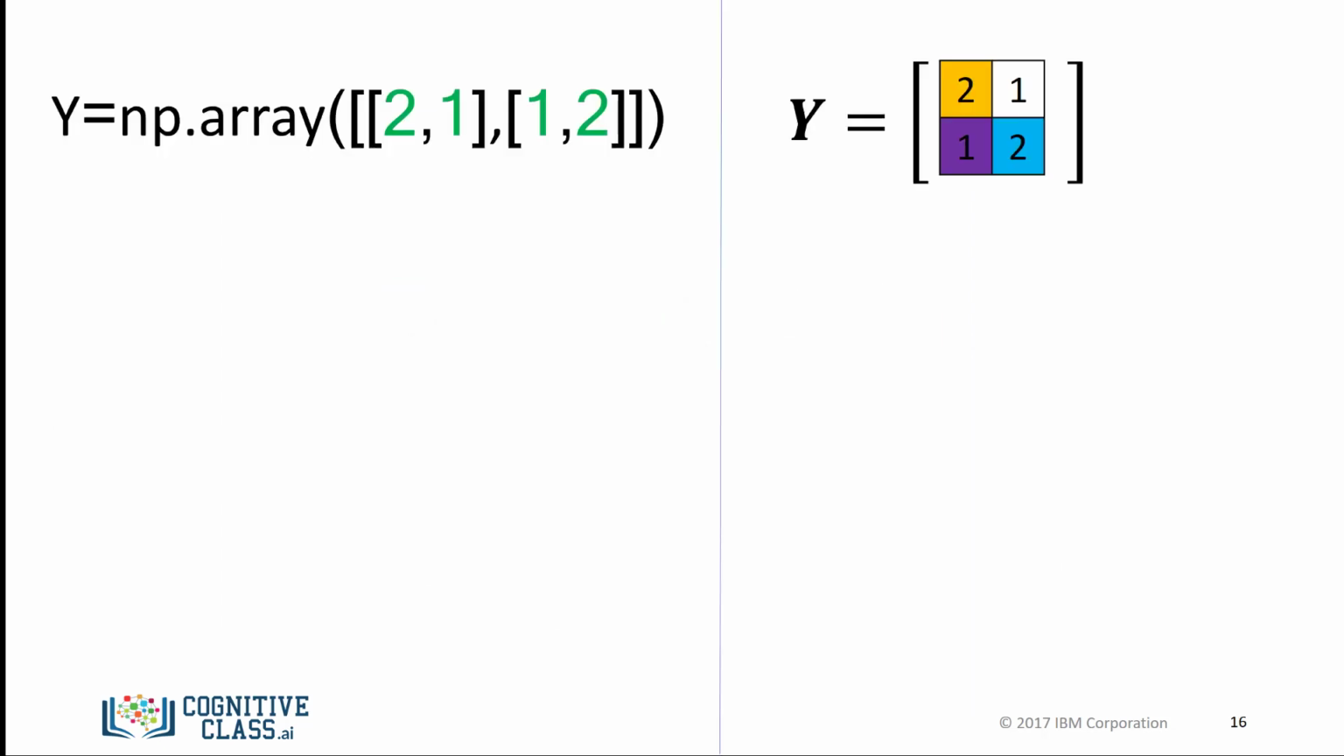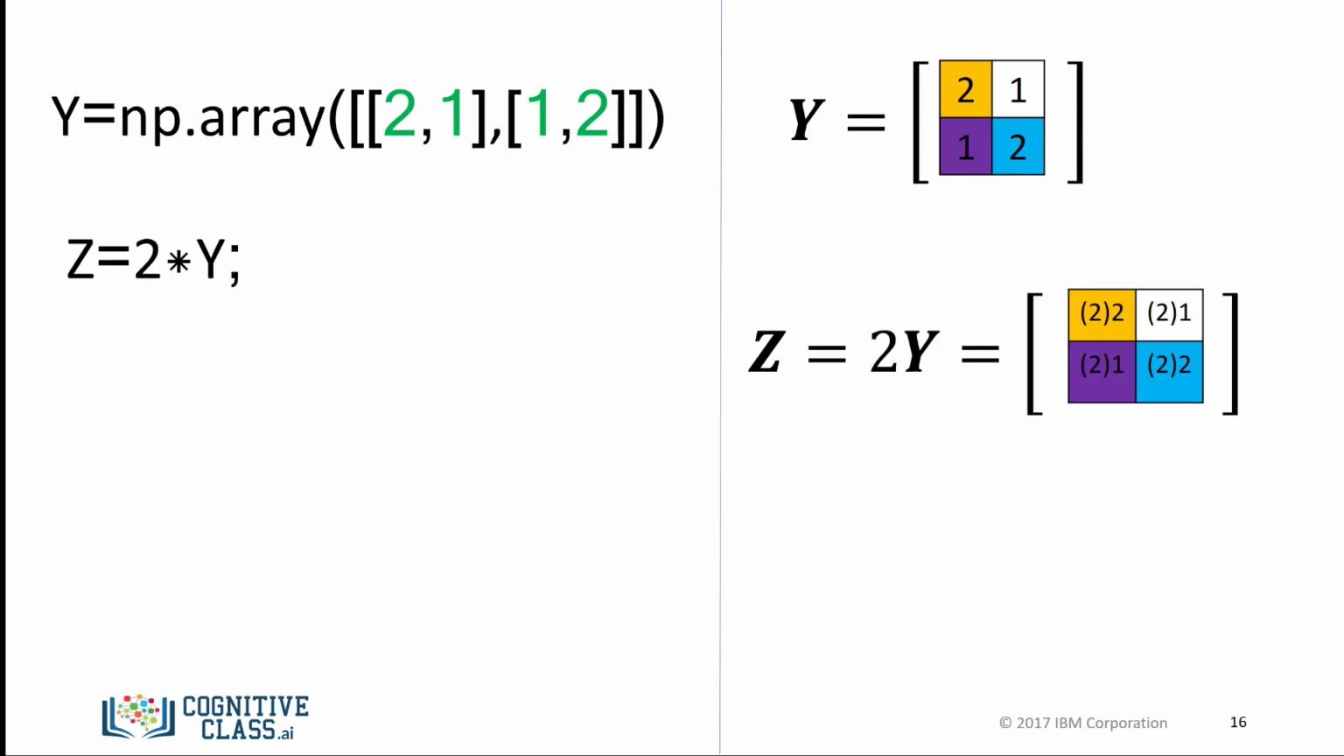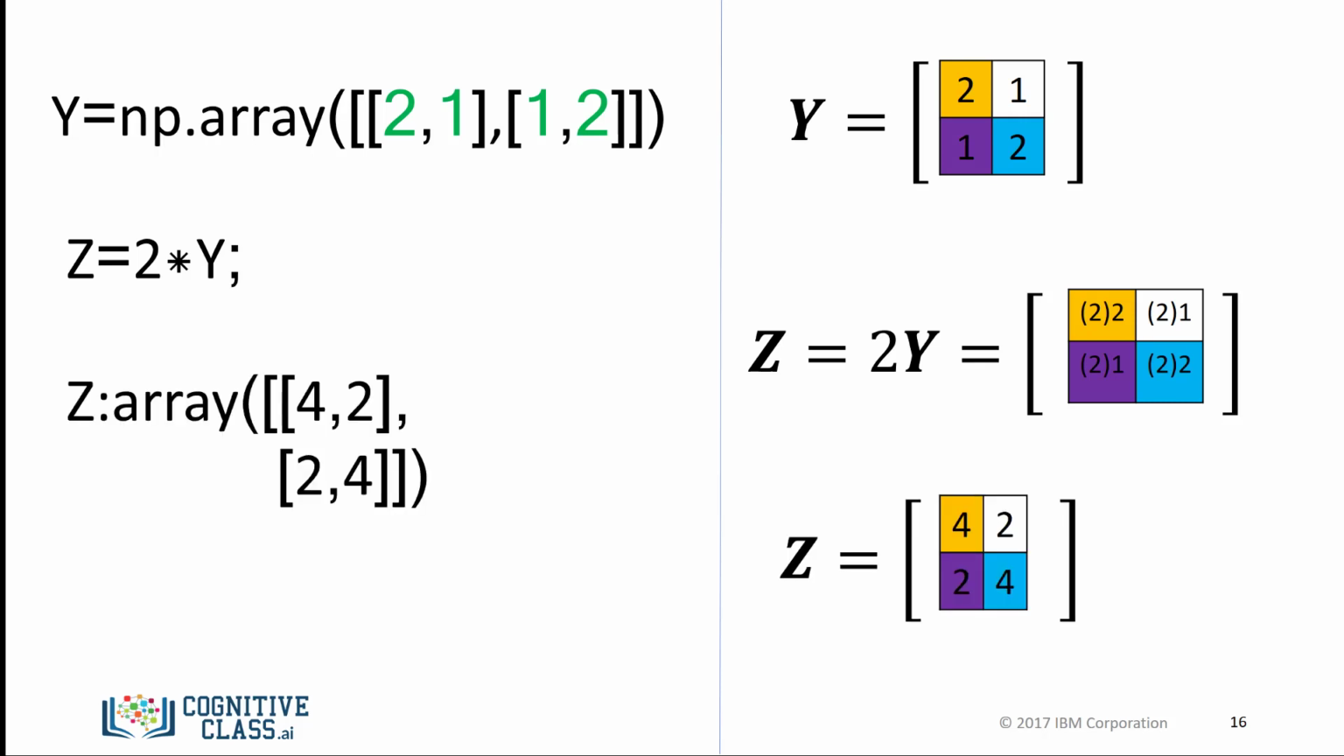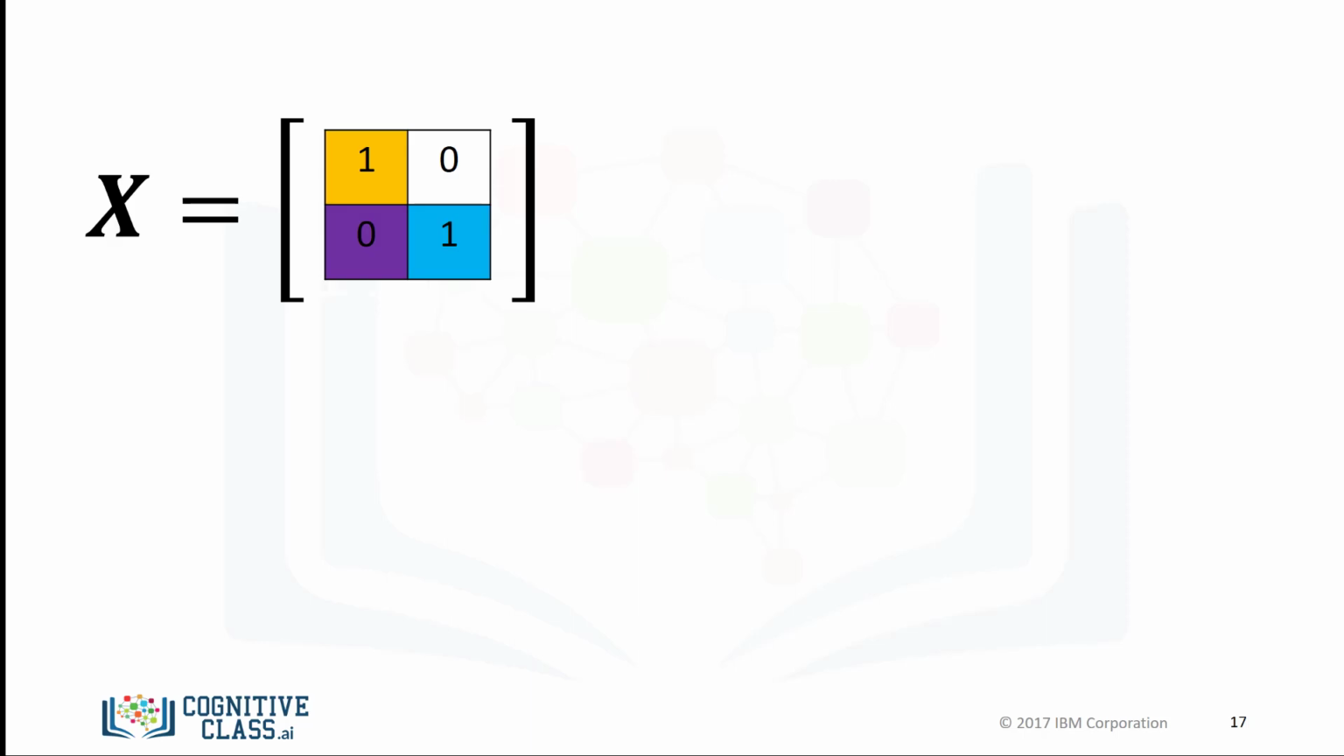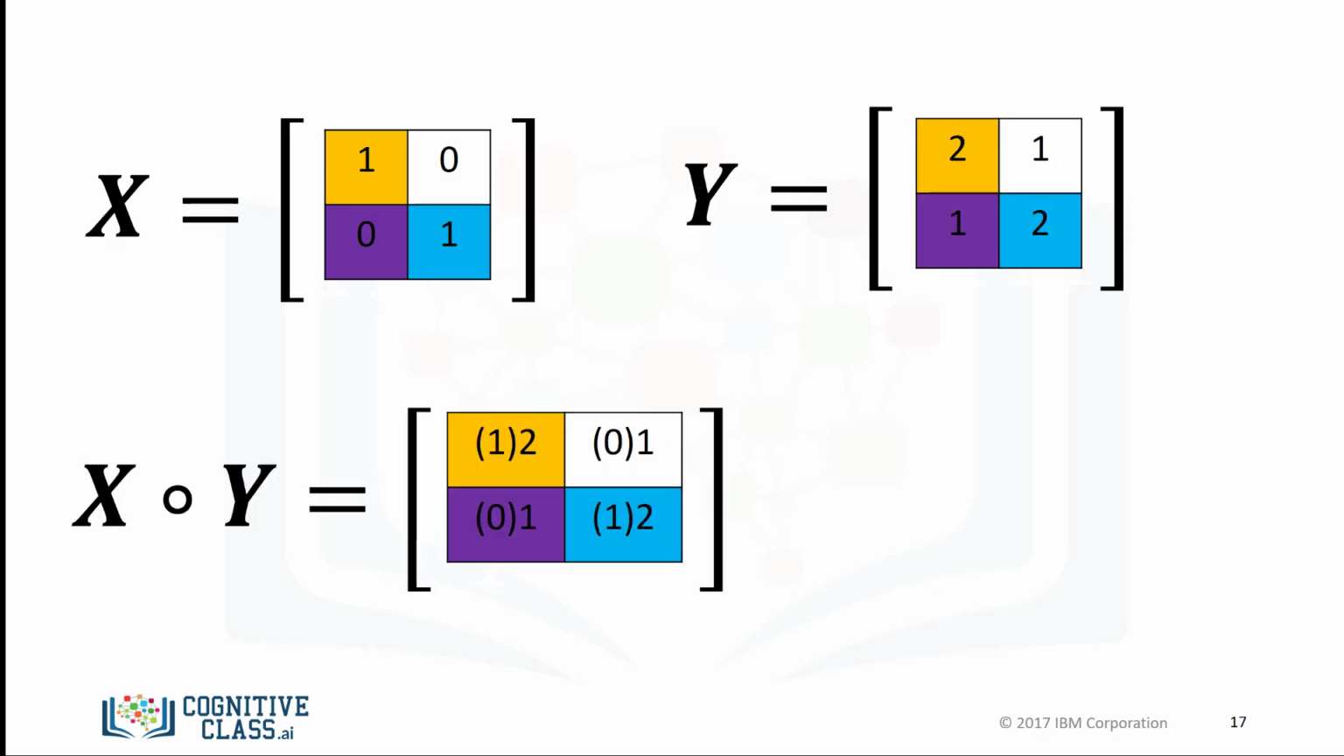Consider the array Y. We first define the array. We multiply the array by a scalar as follows and assign it to the variable z. The result is a new array where each element is multiplied by 2. Multiplication of 2 arrays corresponds to an element-wise product or Hadamard product. Consider array X and array Y. Hadamard product corresponds to multiplying each of the elements in the same position, i.e. multiplying elements contained in the same color boxes together.